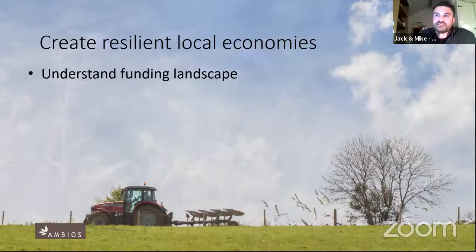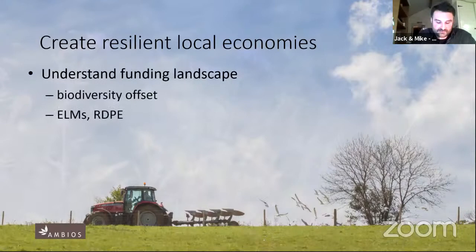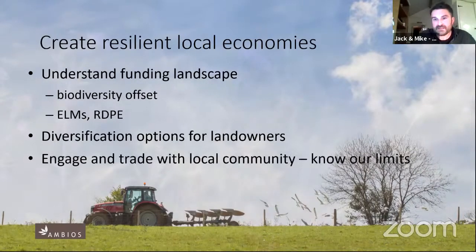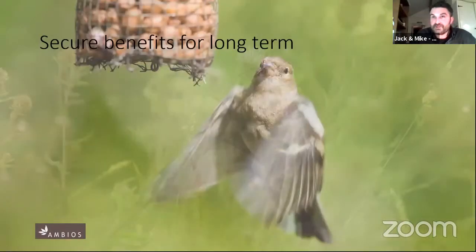Creating resilient local economies then. It's important really for us to understand the funding landscape and to see what opportunities come from rewilding for us and potentially for others through things like biodiversity offset, through environmental land management schemes for the rural communities and so on. It's important, as I said before, to try and model a business which manages land in different ways, that offers employment opportunities in the rural landscape, so that other landowners can potentially learn from our experiences, and engage and trade with the local community as well, so that others in the cascade of the value and the benefit that we're seeing can benefit as well. And knowing our limits, really, knowing what we can do as the land managers and those responsible for the holding, and what others perhaps can offer, and we can work in partnership.